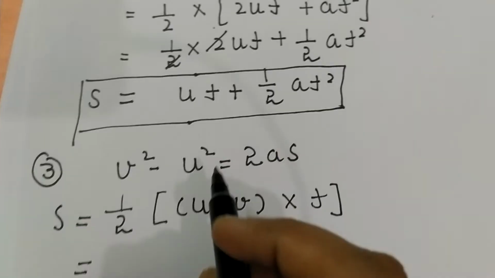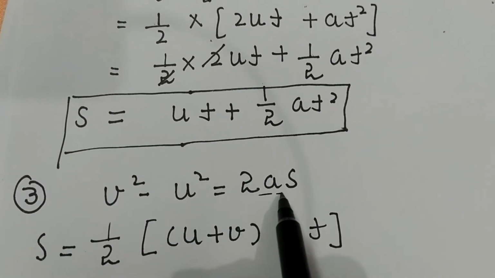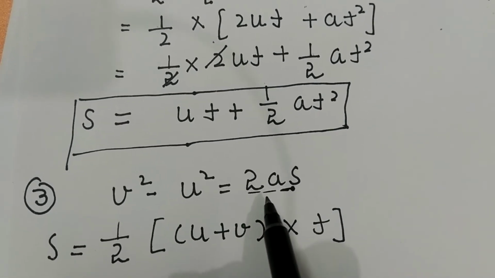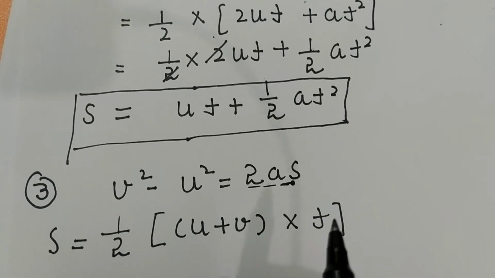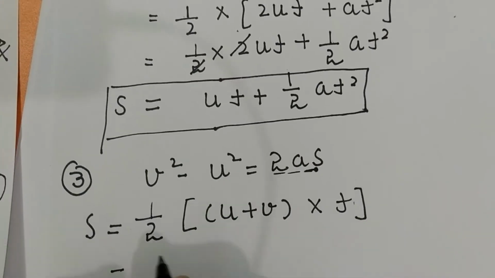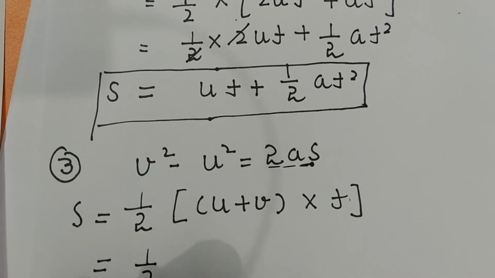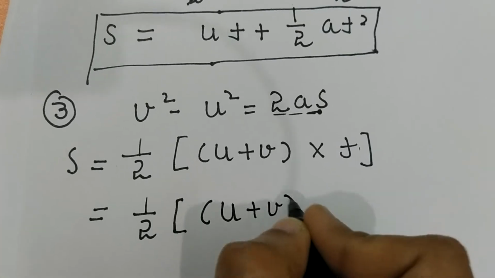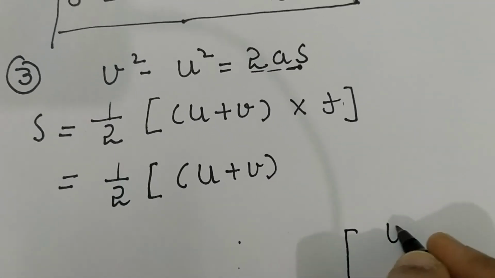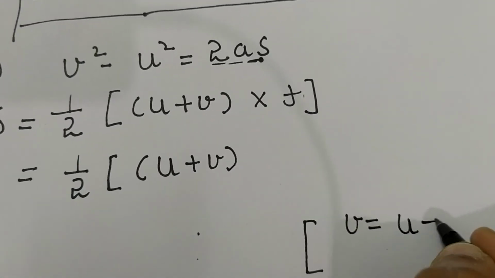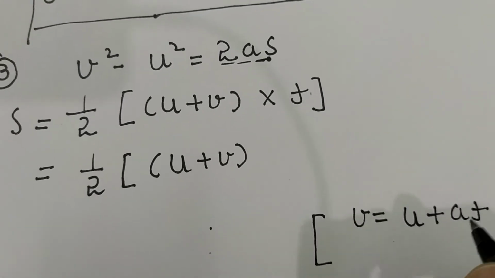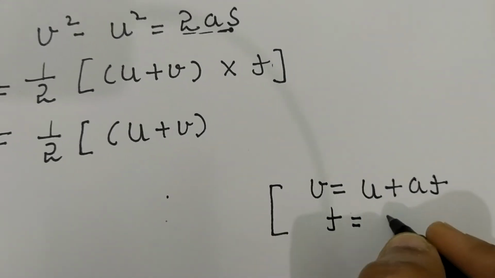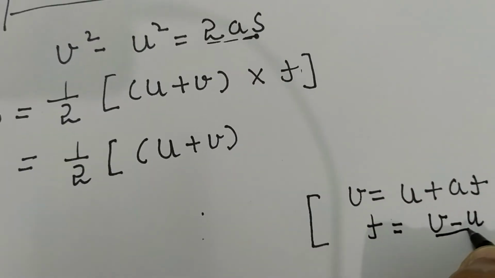But if we see the required equation of motion, here the term t is missing. We cannot see the term t anywhere. So we have to eliminate this term. To eliminate it, we will use the first equation of motion. What is the first equation of motion? v is equal to u plus at. So from here we will get the value of time: t is equal to v minus u upon a.